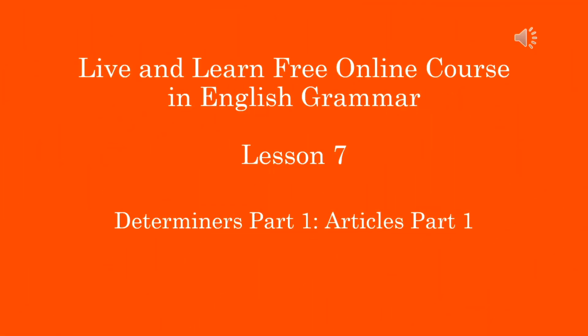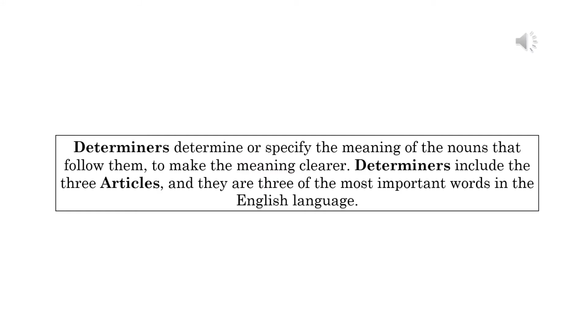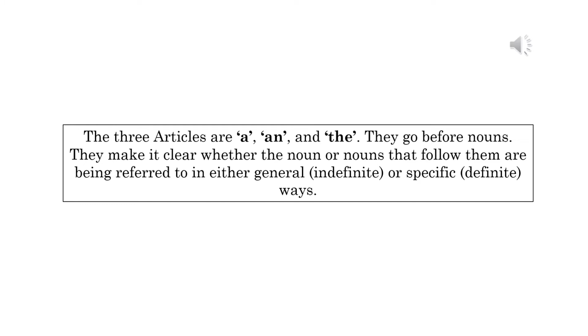Live and Learn, free online course in English grammar. Lesson 7. Determiners, Part 1. Articles, Part 1. Determiners determine or specify the meaning of the nouns that follow them to make the meaning clearer. Determiners include the 3 articles, and they are 3 of the most important words in the English language. The 3 articles are a, an, and the.